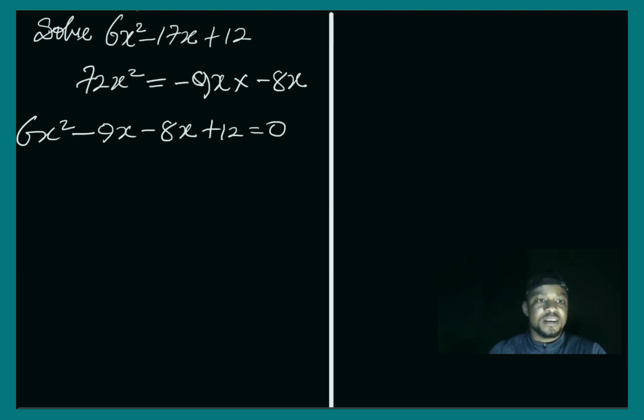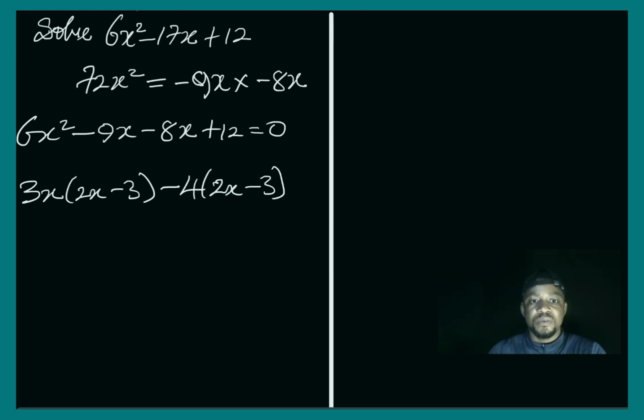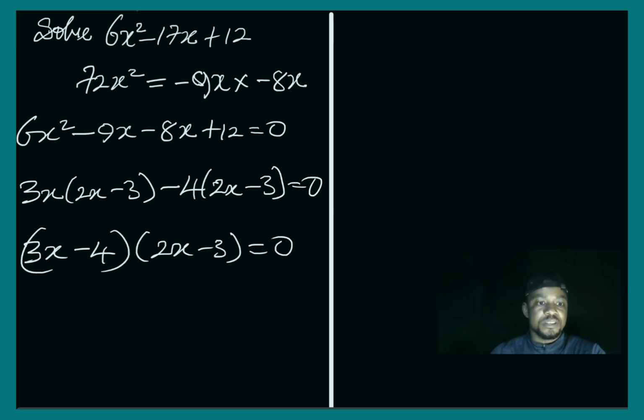To factorize, I have 3x into 2x minus 3, minus 4 into 2x minus 3 equals 0. So this gives me 3x minus 4 into 2x minus 3 equals 0, which implies 3x minus 4 equals 0, or 2x minus 3 equals 0.